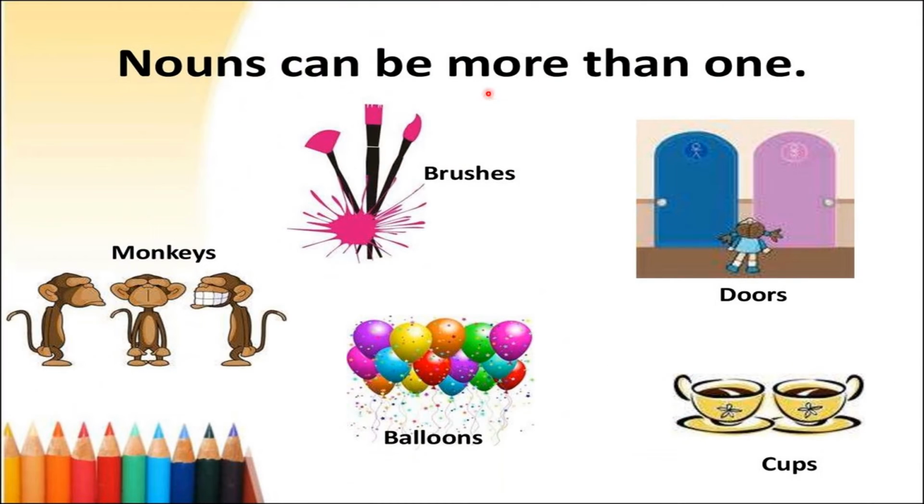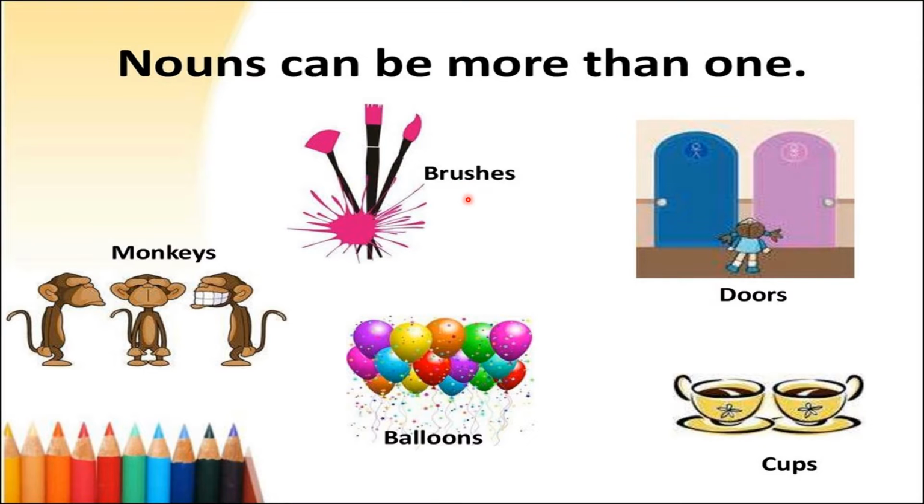So nouns can be more than one. This is called plural. If you have more than one noun, it is a plural, and if you have only one, it is a singular. From the word single itself, it refers to one. Singular means one, whereas plural means many.